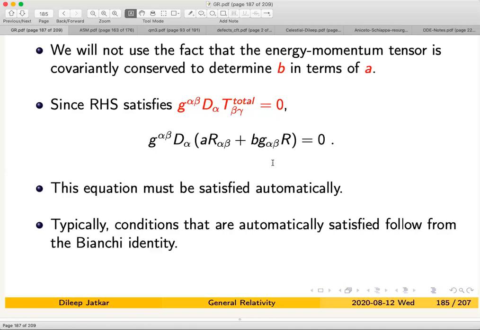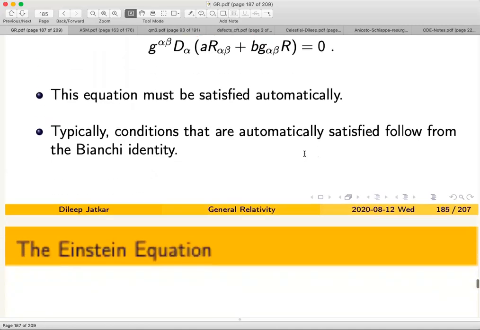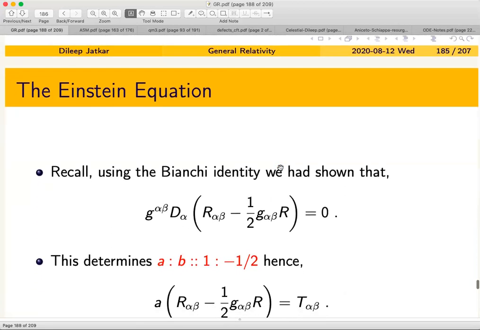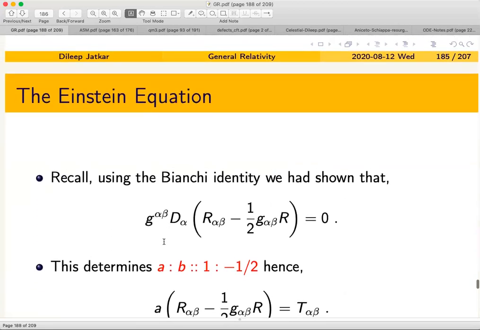So we have already studied the Bianchi identity and an equation that follows from the Bianchi identity, namely G alpha beta D alpha acting on, too many alphas. I should have written down something else, maybe gamma. But the main point is that this equation was shown to be zero.